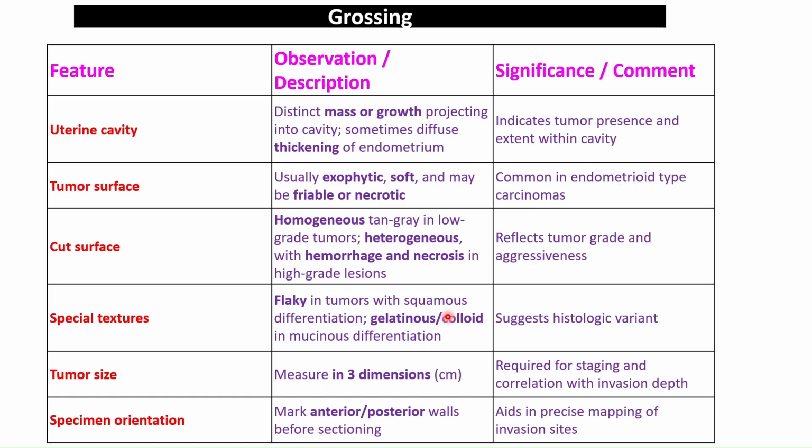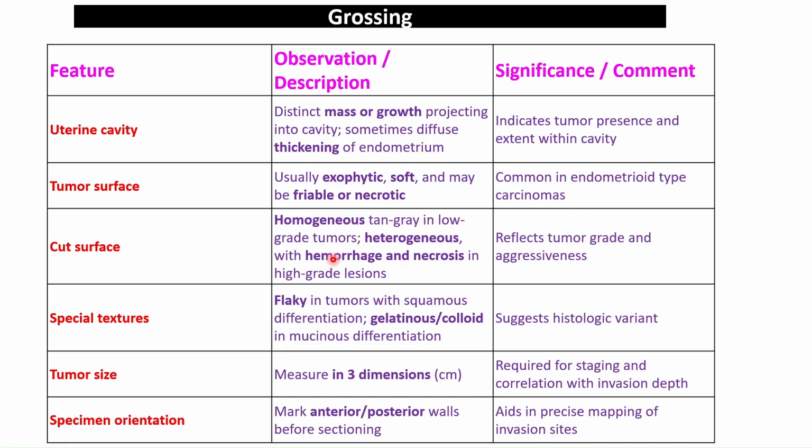So whenever we see grossing of these malignant hysterectomy specimens, we have to look at the uterine cavity, which shows either a mass or growth projecting into the cavity, or sometimes diffuse thickening may be present, indicating tumor presence and extent within the cavity. Tumor surface is generally exophytic, soft and may be friable or necrotic, most common in endometrioid type carcinoma.